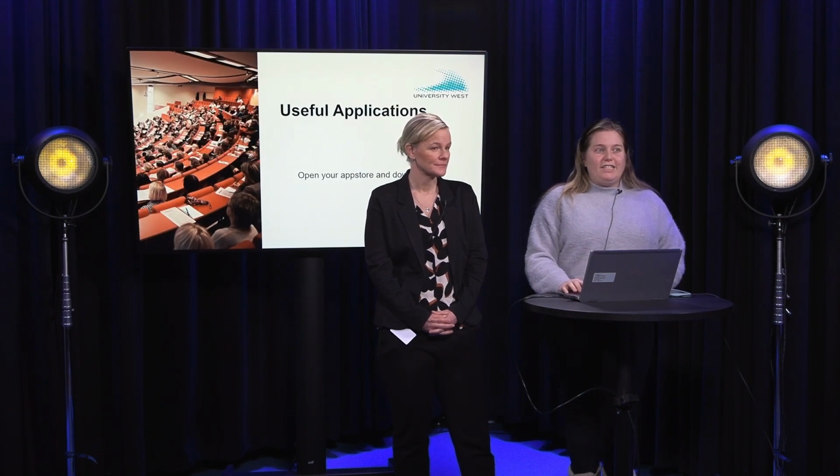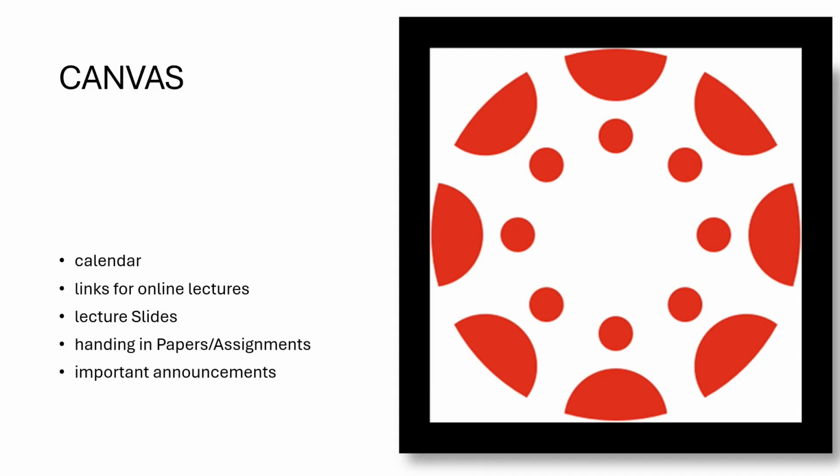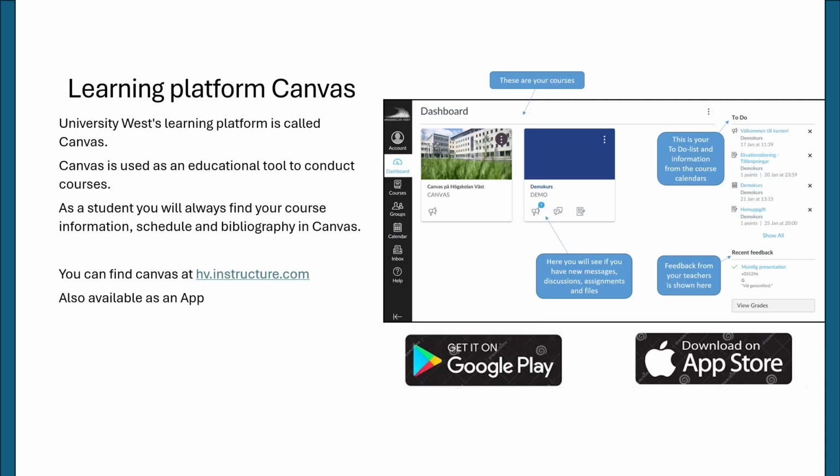And some useful applications. You can open your App Store and download Canvas, which is what I just went through. So this is a calendar. It shows your course schedule, links for your online lectures, where your class is going to be, your lecture slides, handing in papers and assignments, and important announcements from your teachers and classmates. This is also a way to contact your classmates and know who your classmates are. So get yourself familiar. This is how Canvas looks if you're curious. It's like an educational tool.